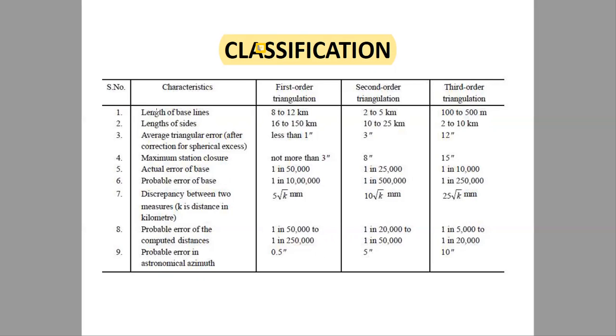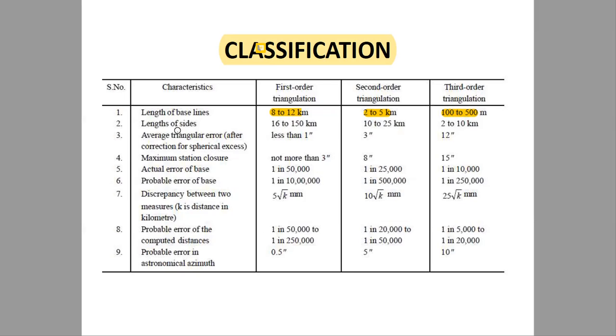The first property is length of baseline, and this must lie between 8 to 12 for first order. For second order it should be 2 to 5, and for third order it is 100 to 500 meters. So you can see the clear difference between them. It is 8 to 12, and the second is less than half of that, 2 to 5, and again third is less than one fourth of second order. So you can clearly see the difference between them. It's 8 to 12, then 2 to 5, and 100 to 500 meters, that is 0.1 to 0.5.